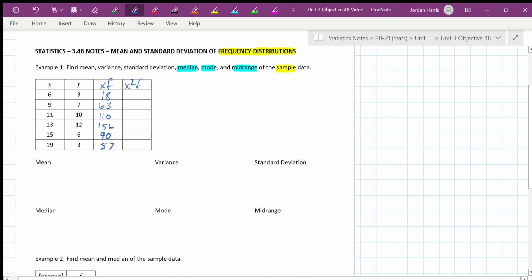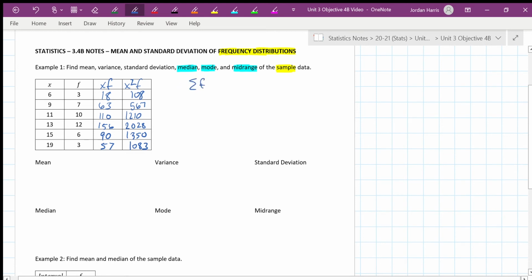Okay. Then to fill out x squared f, this is the one where you're going to want a calculator next to you. Square the first number, multiply by the frequency. Okay, so you get 108, 567, 1,210, 2,028, 1,350, 1,083. Okay.